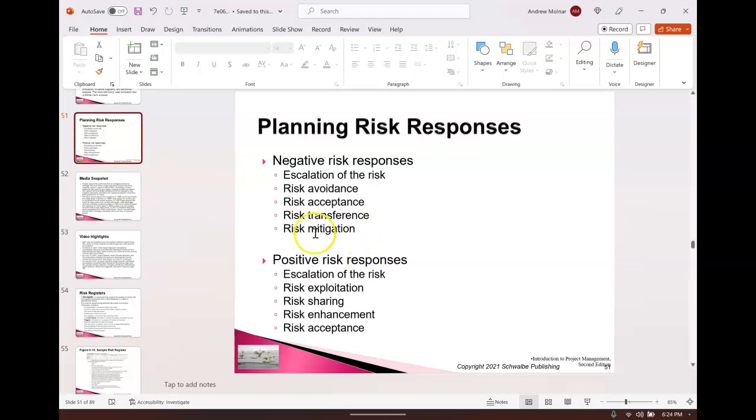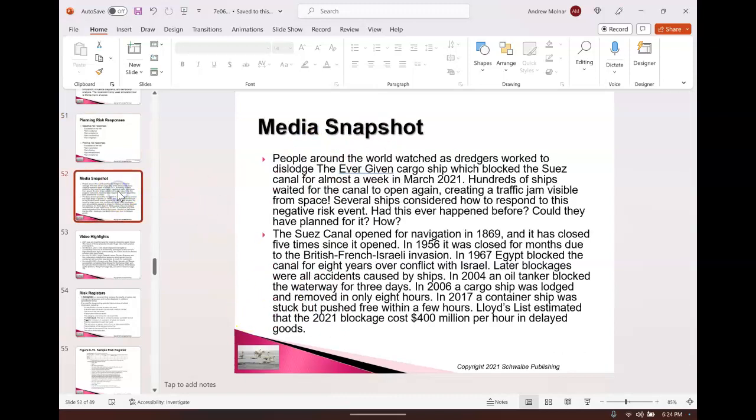Well, if a risk is a threat, you can escalate it, you can avoid it, you can accept it, transfer, or mitigate it. If a risk is an opportunity, you can also escalate it, but you can exploit it as well. You can share it, say, within a joint venture with another company. You can enhance the opportunity, or you can just accept it as it comes and be happy with it, right? So these are some responses. How do you respond to a risk? Here you go, whether it's a threat or an opportunity.